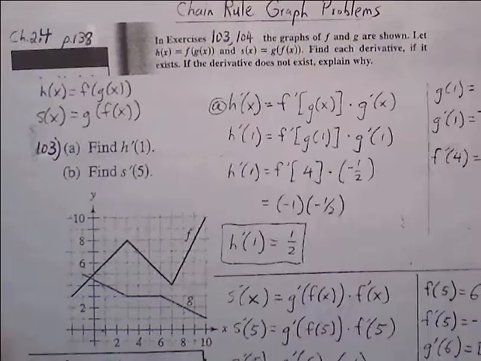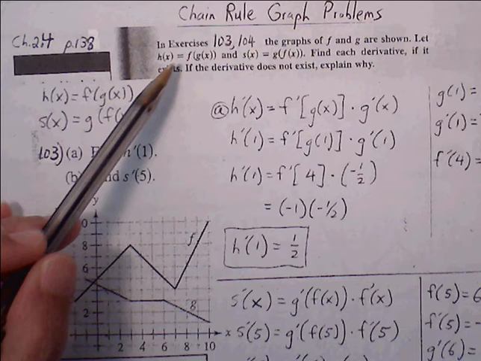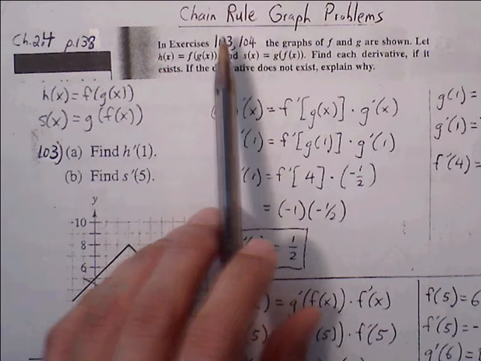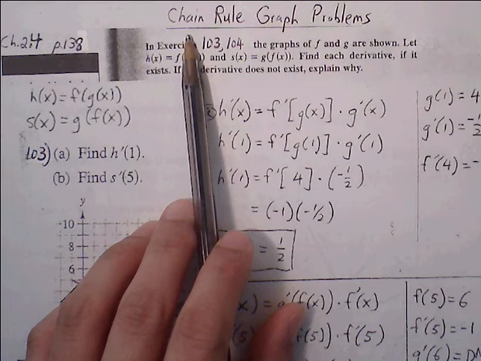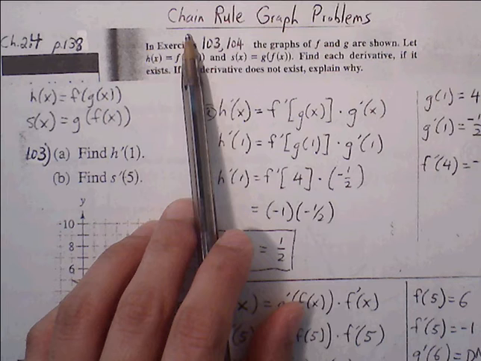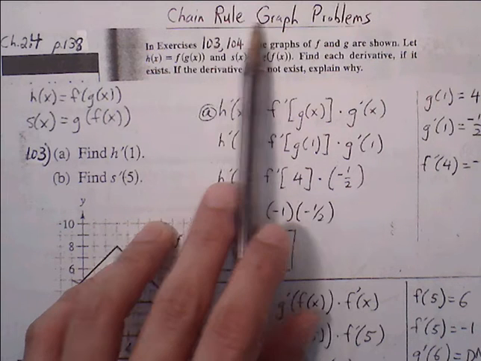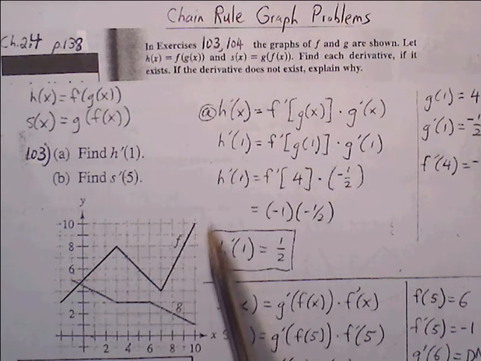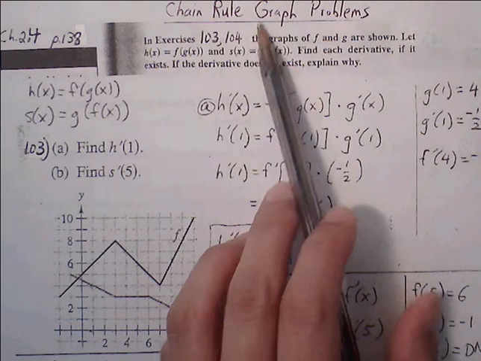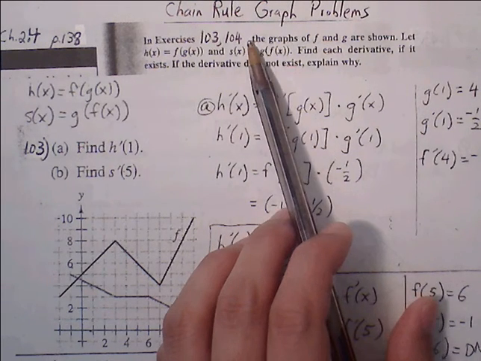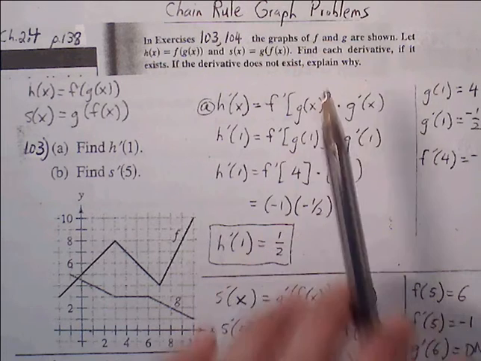All right, let's look at some of these problems from the textbook. This is chapter 2.4, problems 103 and 104. These are chain rule problems that involve applying the chain rule correctly and being able to use the graph to identify parts that are required to find the solution. Okay, so exercise 103 and 104, the graphs of f and g are shown.